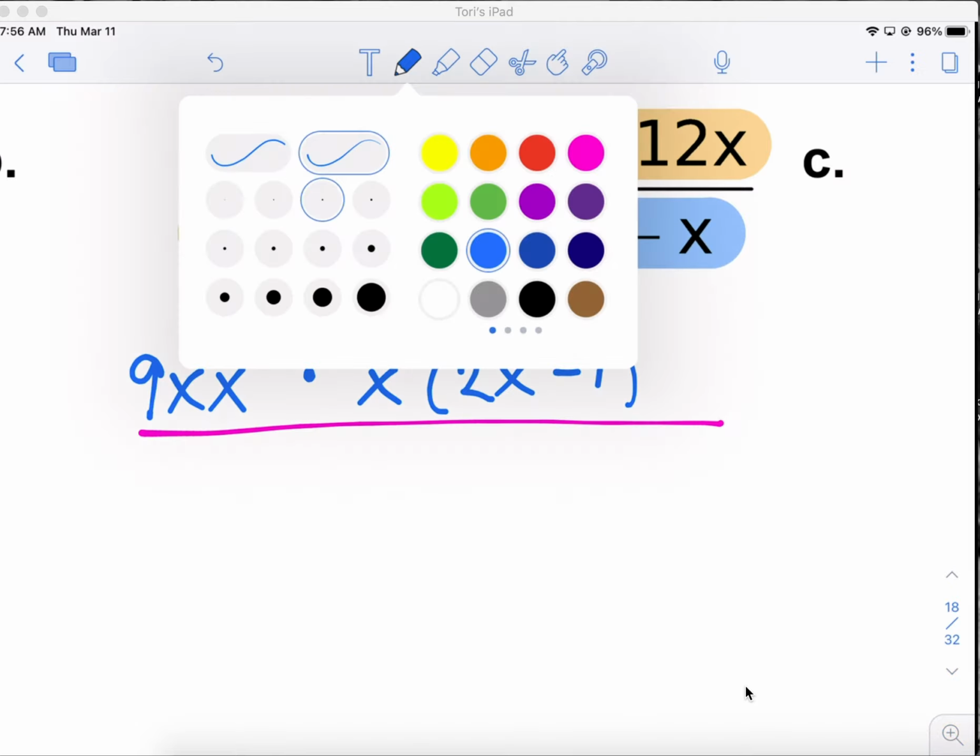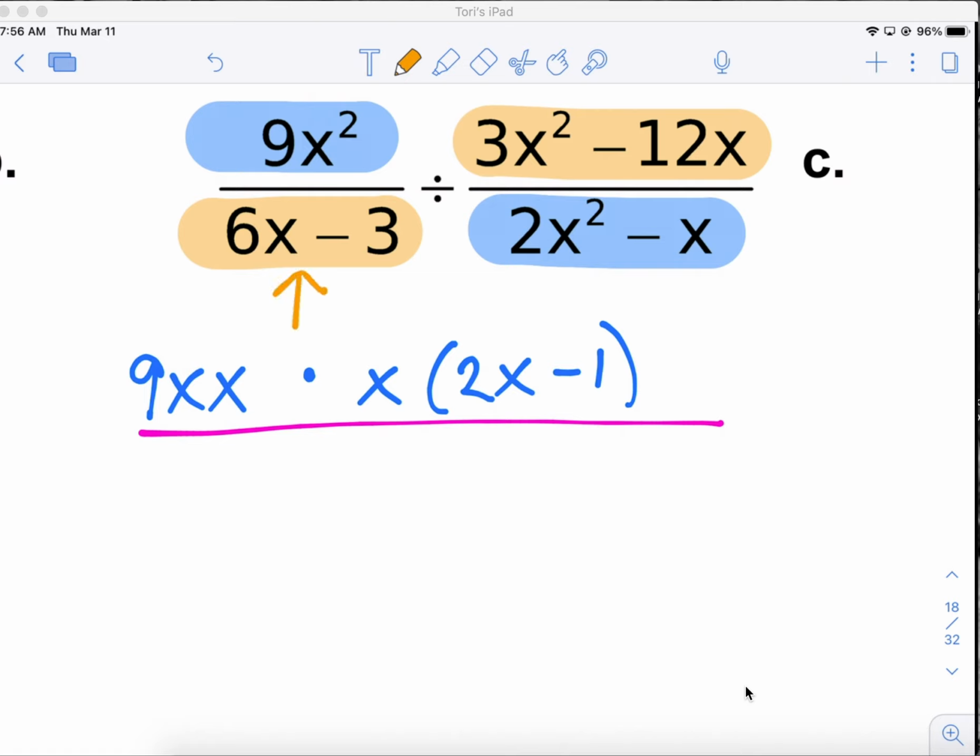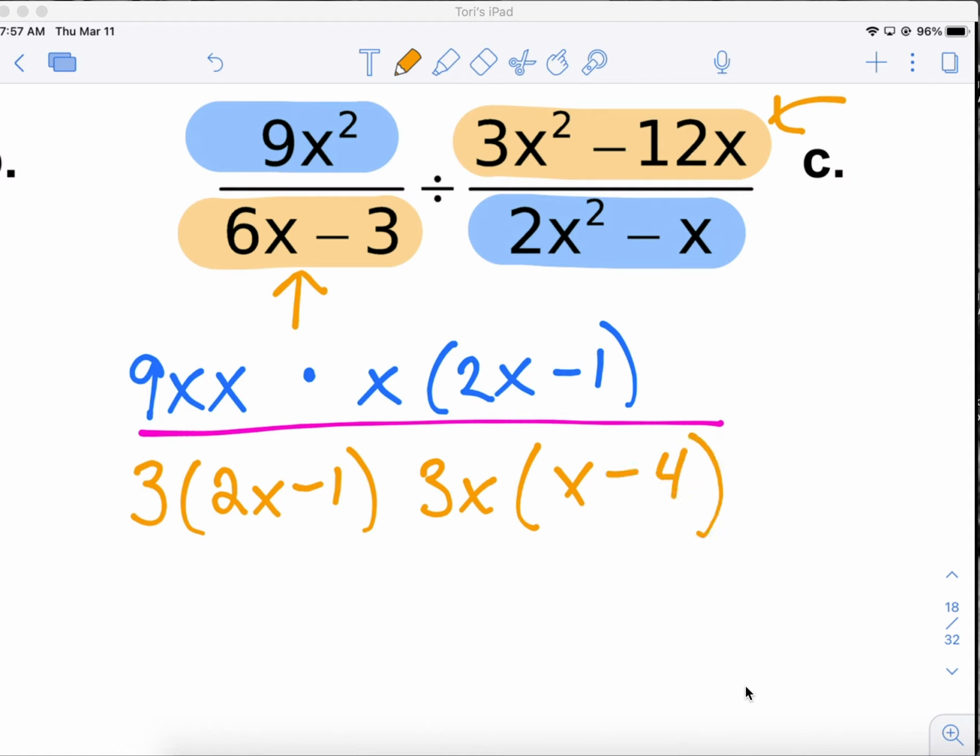Let's do orange now. All right, so if I factor this guy first, I'm taking out a 3. If I do that, I'm left with 2x minus 1. This other guy is going to go on the bottom. If I take that out, I'm pulling out a 3x as a GCF. I'm left with an x minus 4.